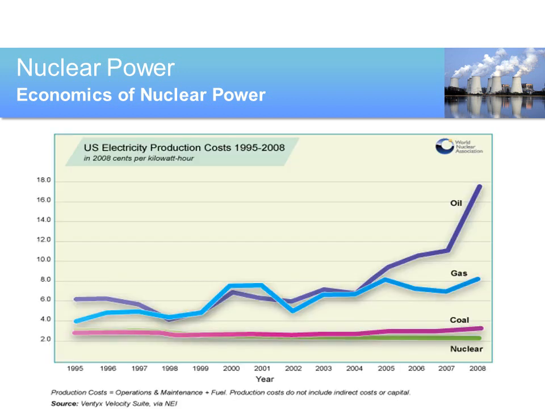Looking at this graph, we can see the electricity production costs between 1995 and 2008 for 4 different types of energy sources. Just by looking at this graph itself, we can see that nuclear power is hovering in a linear line above 2 cents per kilowatt hour, whereas oil is in a rapid increase, going way above 18 cents per kilowatt hour.